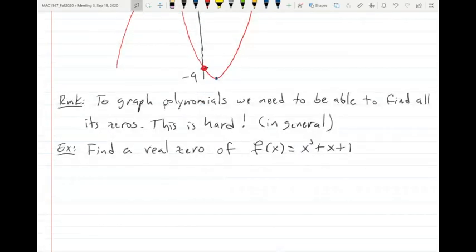So in other words, remember, to find a zero means that you want to figure out a value of x that will make this polynomial equal to 0. So really, the job here is to try to solve the following equation. We would like to solve x cubed plus x plus 1 equals 0, and we want to come up with a real solution, at least, for this. Okay?